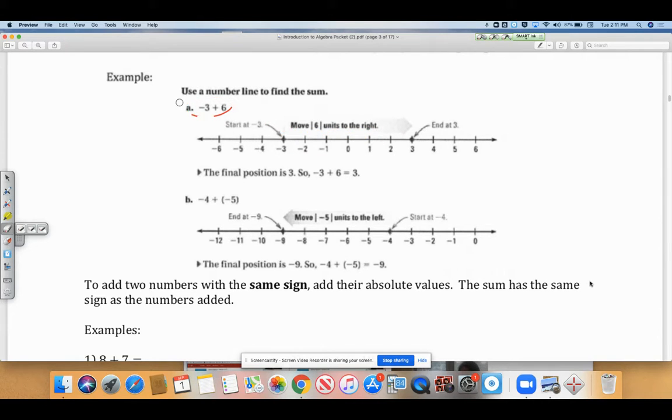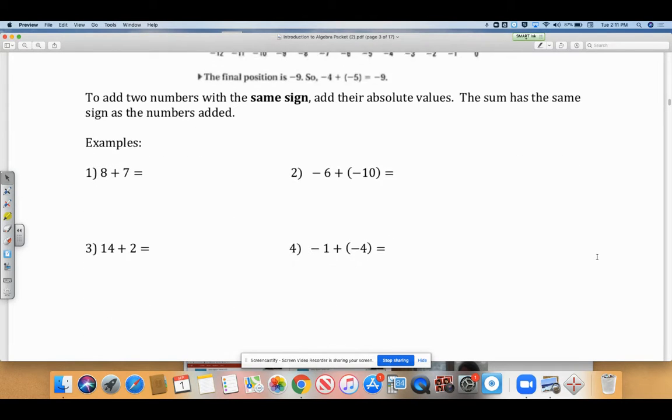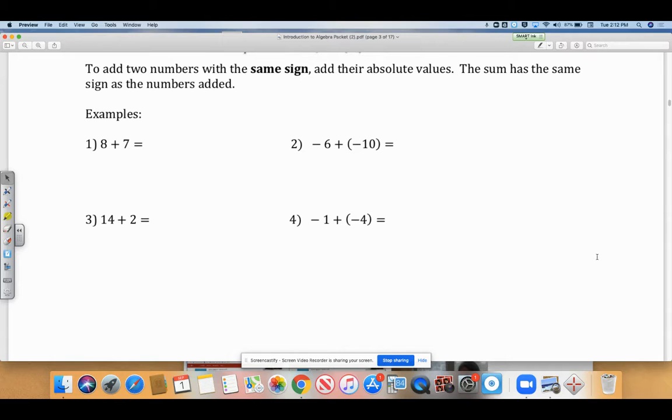So if we scroll down and look at the notes down here, we can see that in the examples. Okay, so in the examples, 8 plus 7, we would start at 8, move 7 to the right, we get 15. Now, I know a lot of you are thinking, well, don't we have a calculator at this point? And yes, you do have your calculator. This is just a rerun through the rules. -6 plus -10, you start at -6, go 10 to the left, that's -16. 14 plus 2, you start at 14, go 2 to the right, that'll give you 16. And -1 plus -4, you start at -1, you go 4 to the left, that brings you to -5, and so on, okay?